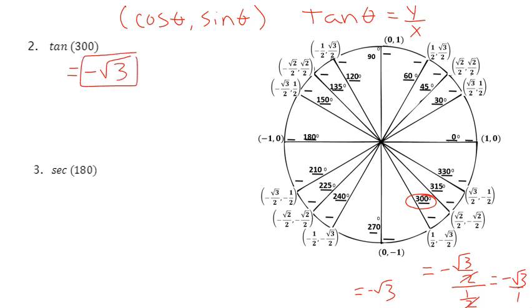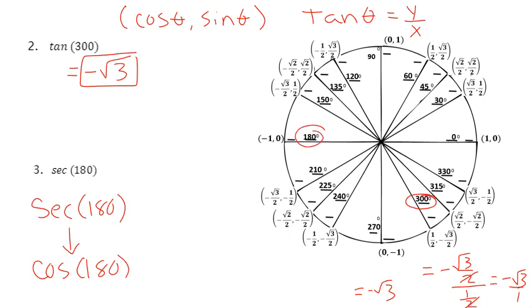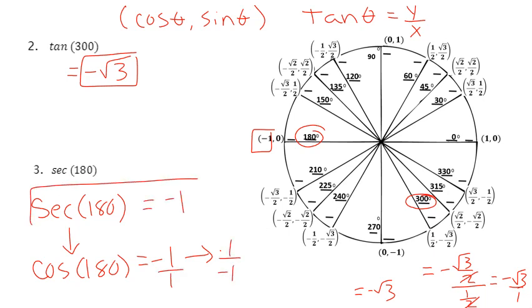And then the last one we're talking about is secant, secant of 180. Remember, that's the reciprocal of cosine. So if I find cosine, I'm just going to flip my answer. So 180 is over at -1, 0. Cosine is -1. So if I flip it, you would get your answer still to be -1.